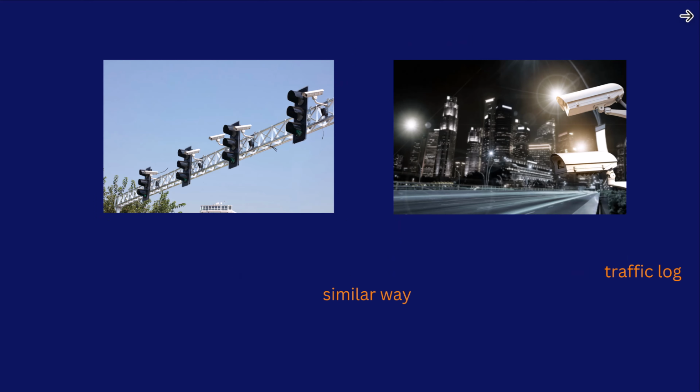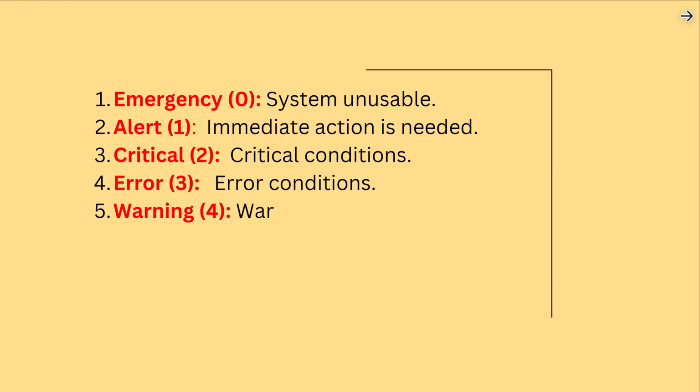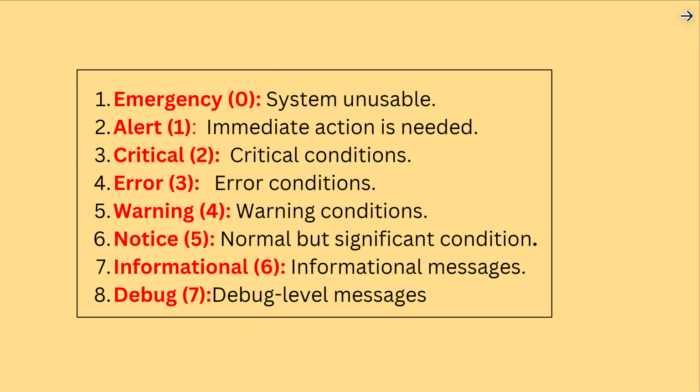There are 8 different types of Syslog message severity. As you can see on my screen, they are numbered from 0 to 7. 0 means emergency, 1 means alert, 2 means critical, 3 means error, 4 means warning, 5 means notice, 6 means informational, and 7 means debug.